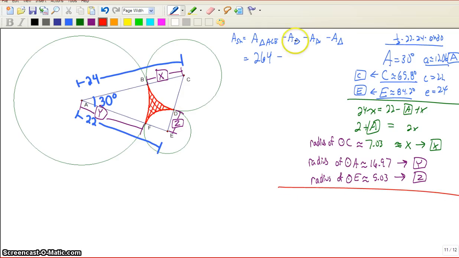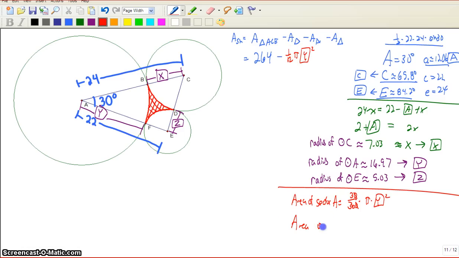Next, we need to start finding these different sectors. So the area of sector A is equal to the central angle, which is 30 degrees, so 30 over 360 times pi times the radius, which is y squared. We'll simplify down a little bit. 30 over 360 would be 3 over 36, or 1/12. Pi times alpha y squared.